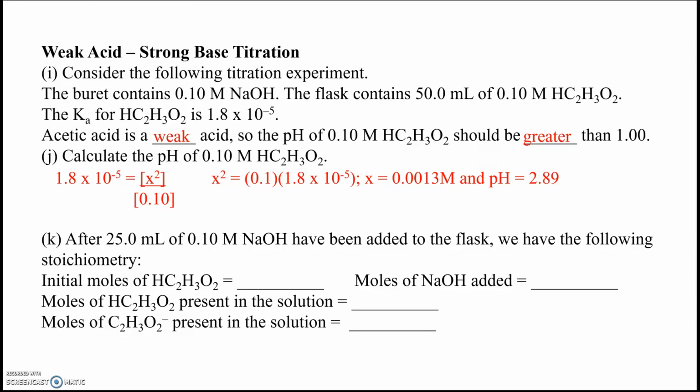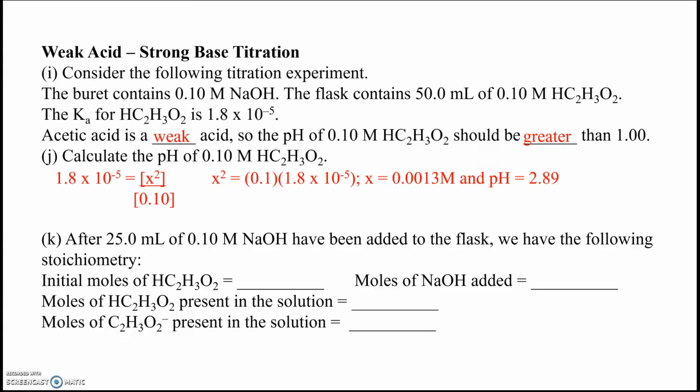When we do this equilibrium pH calculation for a weak acid, which I'm hoping by this point is somewhat second nature for you, we set it up this way. We solve for X, and we get 0.0013 molar, and the pH is 2.89. We said the pH would be higher than 1, and in fact, it is higher than 1. All right, the next one.